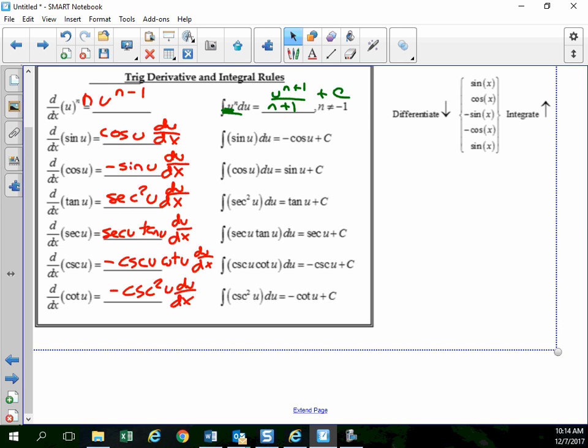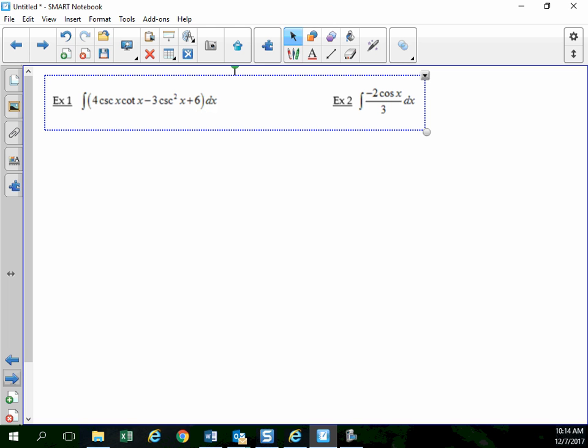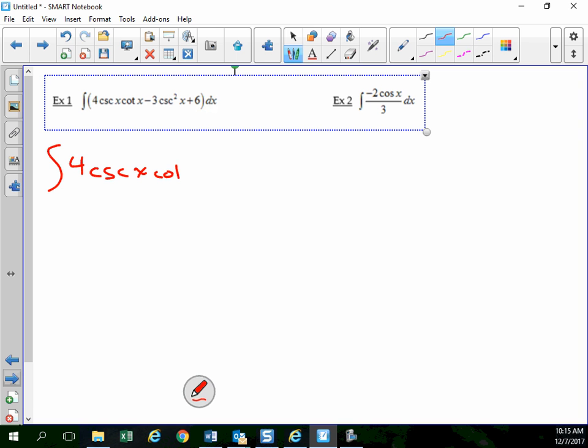All that, nice. So my first example is on the bottom of your paper. So you can probably put it on the bottom of the paper, but I know that the next page won't be able to fit. So it's up to you where you put them. Or just put them on your other piece of paper. Number 1 says the integration of 4 cosecant cotangent x minus 3 cosecant squared x plus 6 dx. I'm going to split this up, because I can.